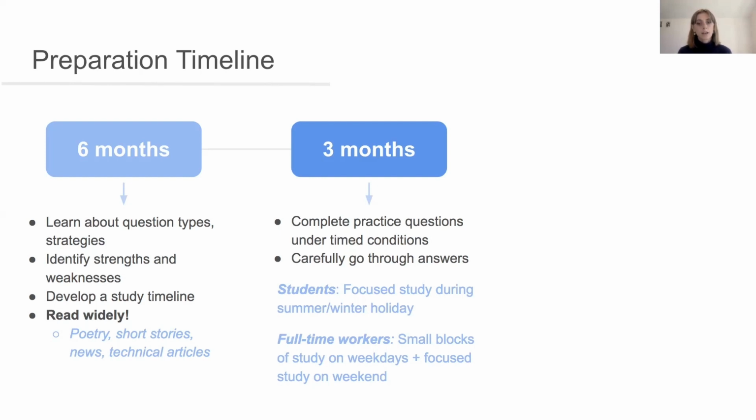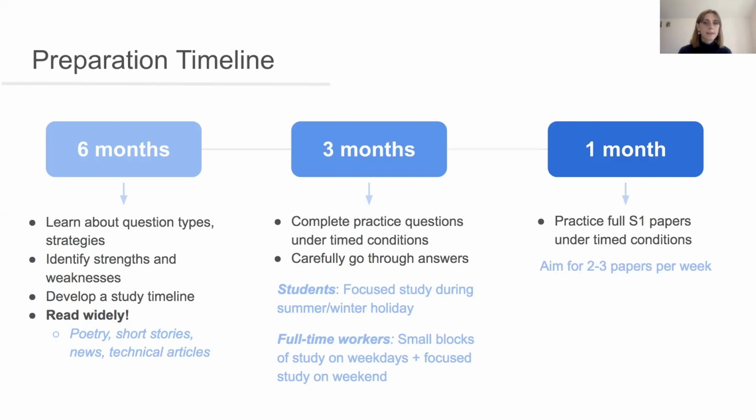Now, if you're working full time, it might be good to try to fit your study in small blocks throughout the workday. So perhaps 15 minutes in the morning or on the train on the way to work, a few questions in your lunch break, and then some more study in the evening. And the weekends are going to become your more focused study days.